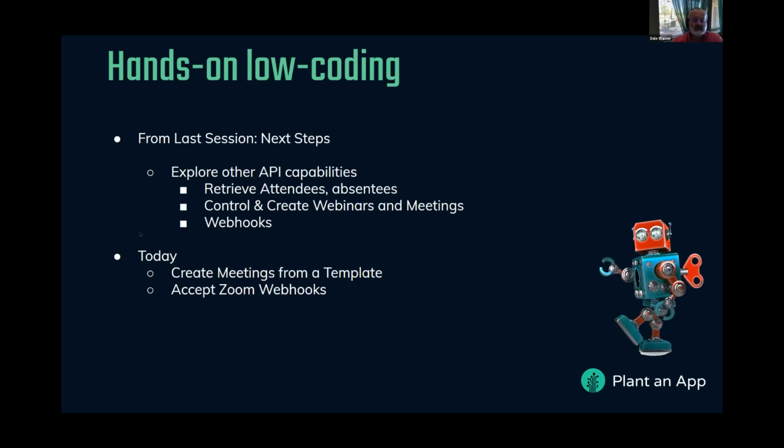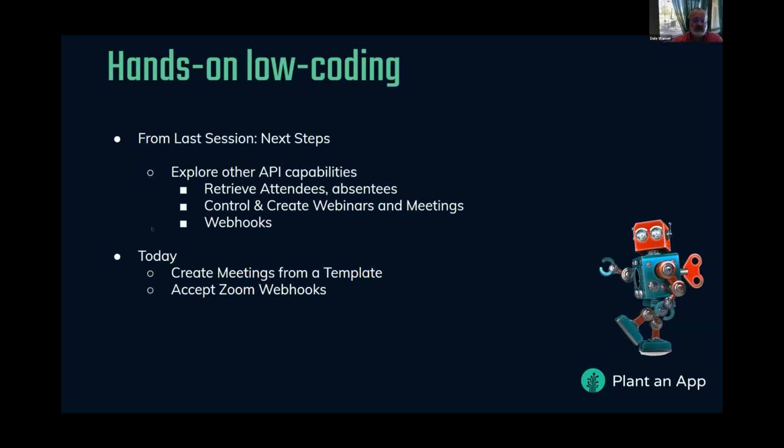And then there's also webhooks where Zoom will tell you what's going on within Zoom. They'll communicate with an API of yours to give you information about what's behind the scenes at Zoom. So today we're going to take on two of those. One is that we're going to create meetings from a template. So we'll define something that creates a meeting on Zoom. And then we'll also take a look at how Zoom webhooks can be easily set up.